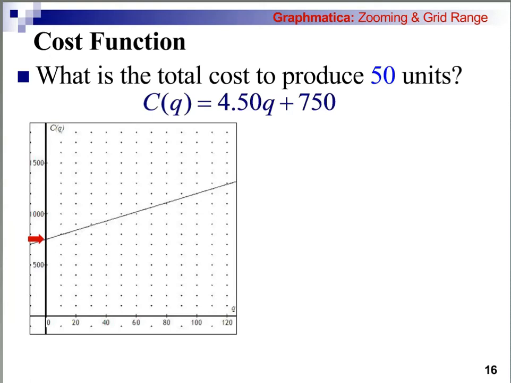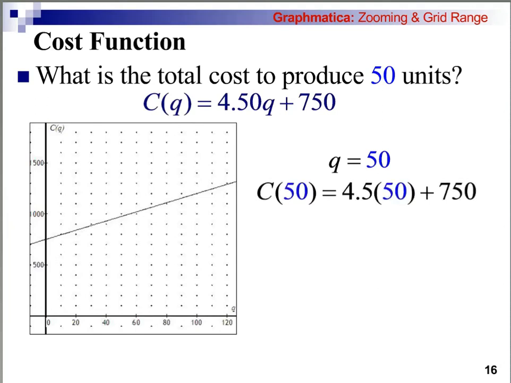But for now we want to answer this question at the top of the slide. What is the total cost to produce 50 units? Notice that the 50 units being given to us is a value of Q. It's not a value of cost. So that 50 is going to be substituted into wherever we see a Q. We call this evaluating a function. We're letting Q equal 50, and so we evaluate this function at 50.